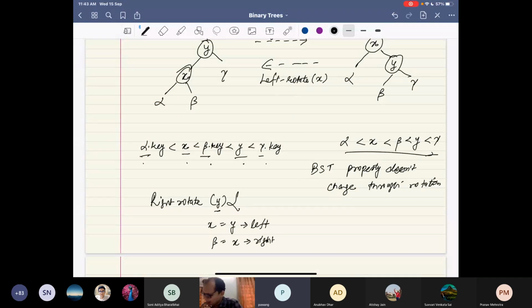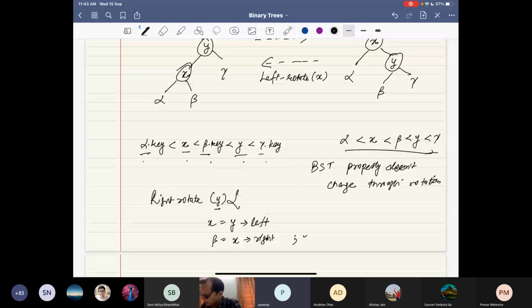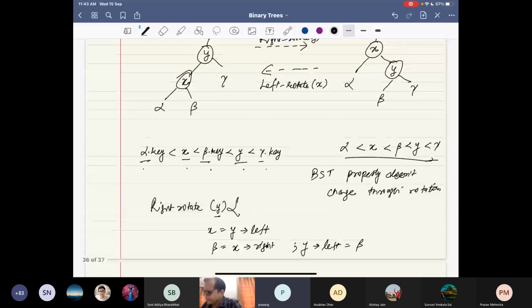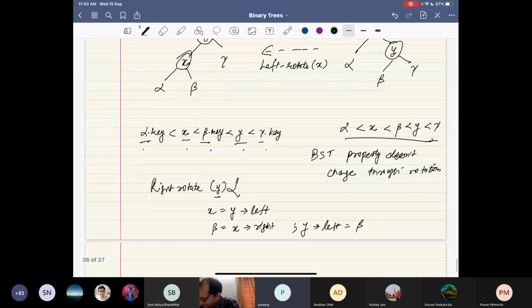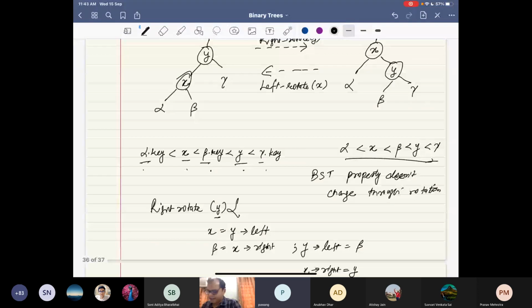Now I have already got x, so I can say y's left becomes beta. So then you say y's left becomes beta. Y's right does not change. And x's right becomes y. And then you can return x, as per the appropriate function.